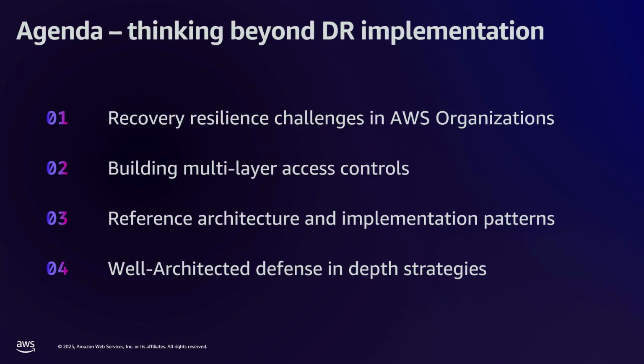And what are we going to cover in the 20 minutes here? We'll go through some of the recovery resilience challenges in AWS today. How do we build a multi-layer access control system for recovery resilience? And we will go through a recovery reference architecture for a couple of implementation patterns. And also, finally, we'll wrap it up with a well-architected defense in-depth strategy for an AWS backup implementation. Let's get started.